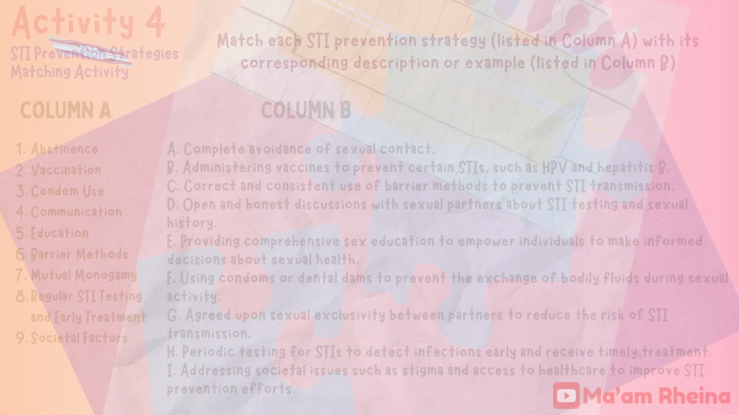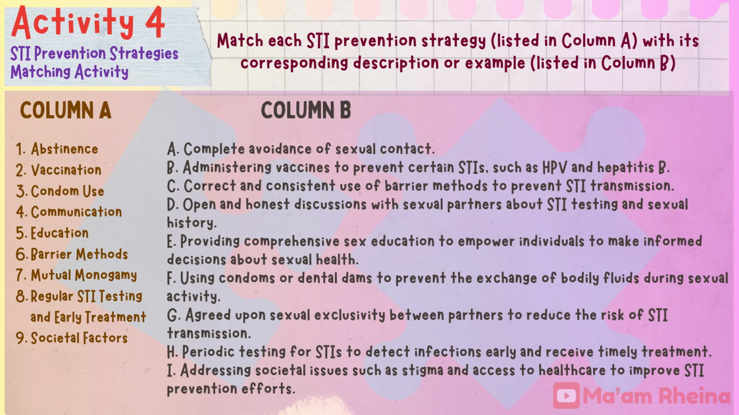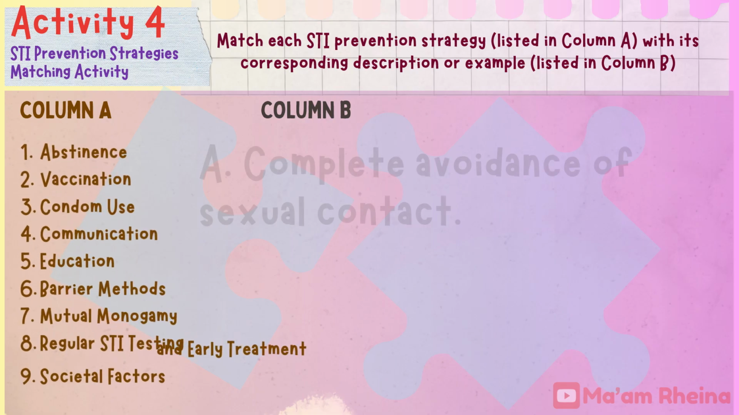Now that we've learned about different STI prevention strategies, let's put your understanding to the test with Activity 4, STI Prevention Strategies. Matching game. Here's how it works. In column A, you'll see the names of different STI prevention strategies. In column B, you'll see descriptions or examples of each strategy. Your job is to match each item in column A to the correct description in column B. Write your answer on your notebook. Let's read them together.